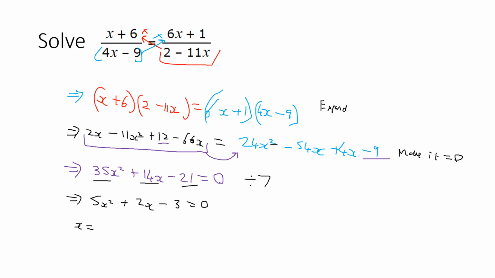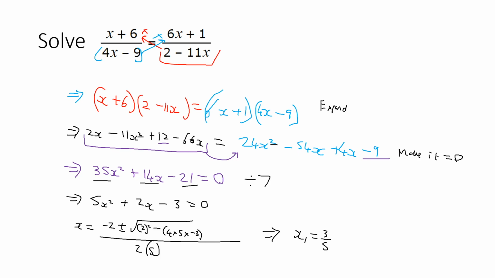So x is going to equal minus 2 plus or minus the square root of 2 squared minus 4 times 5 times minus 3, all divided by 2 times 5, okay? And so if you plug that all into your calculator, you should get an answer of x1 is equal to 3/5 and x2 is equal to minus 1. And those are our final answers.